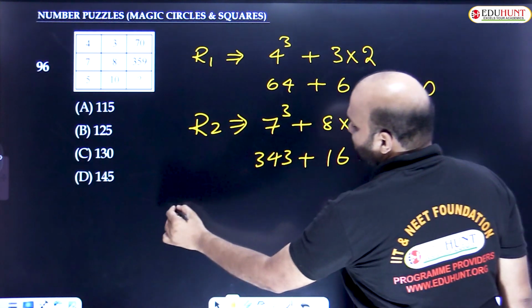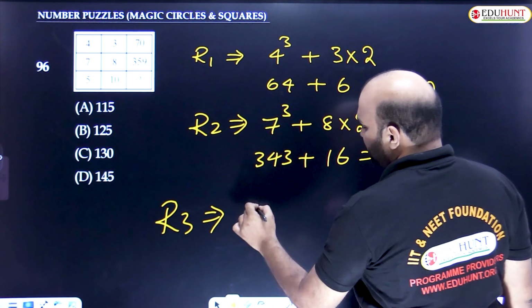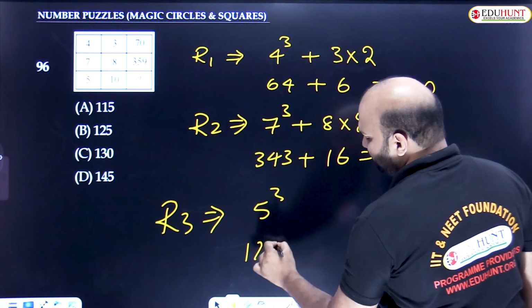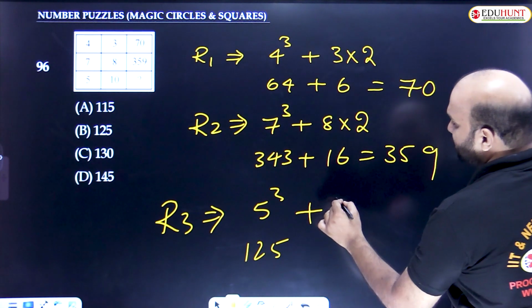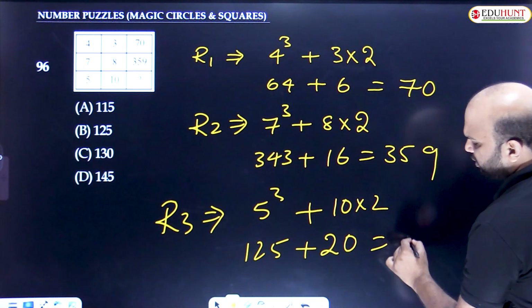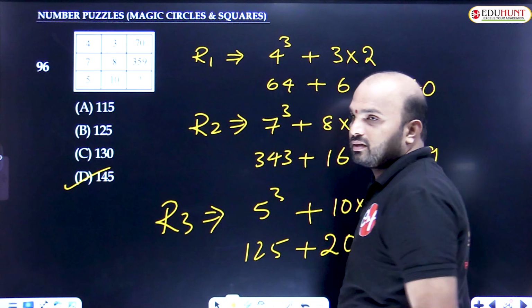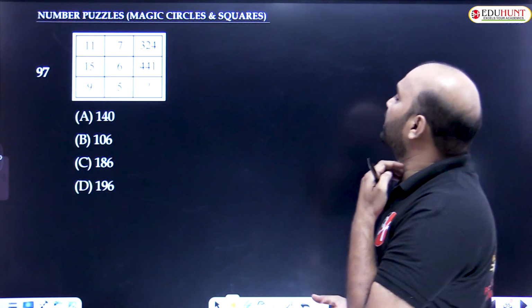The same logic applies to row 3. So, what is the main clue? Cube of the first number, 5 cube 125, and double of the second number, 10 into 2, 20. So, the total will become 145. Option D is the right answer. Is it clear? Let's go to question number 97.